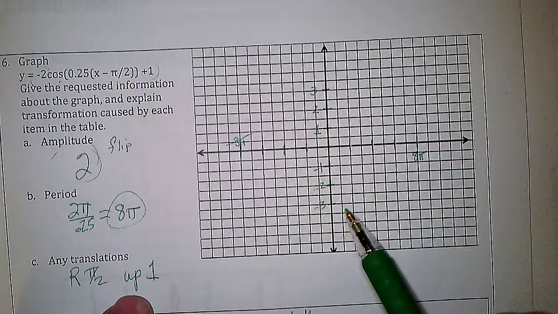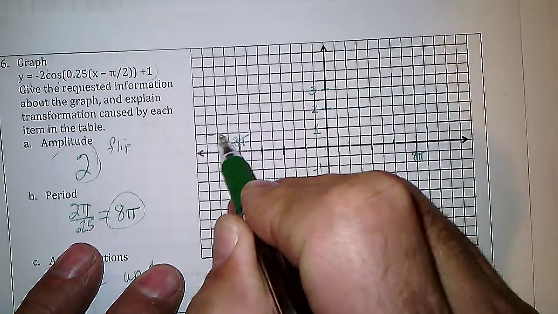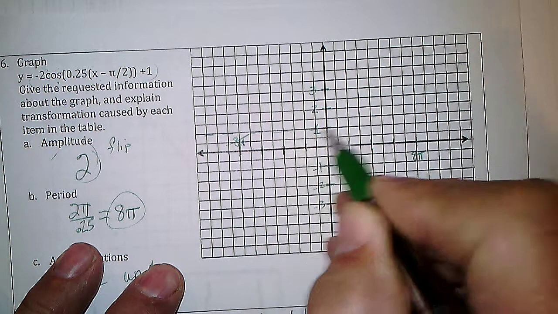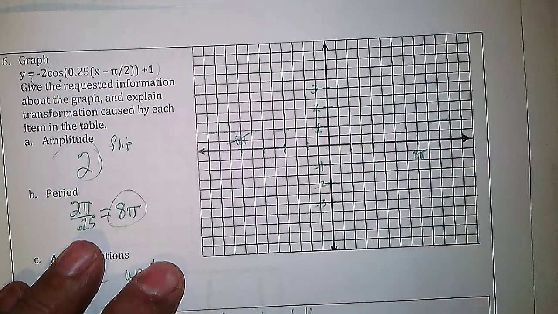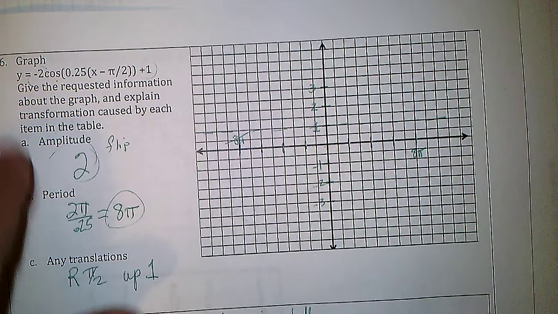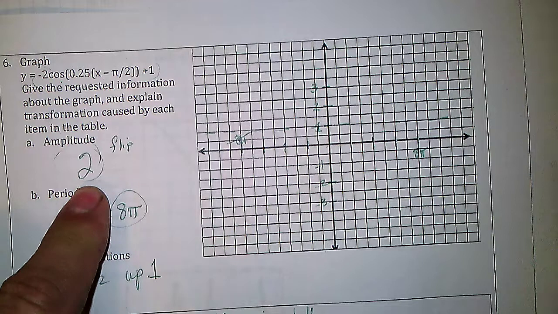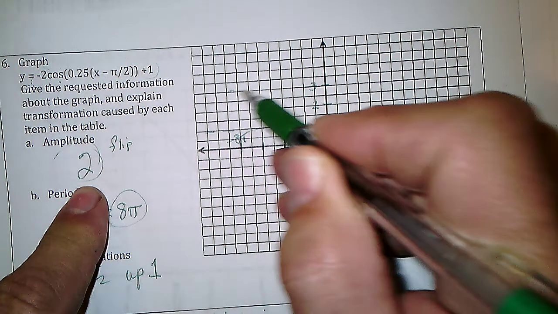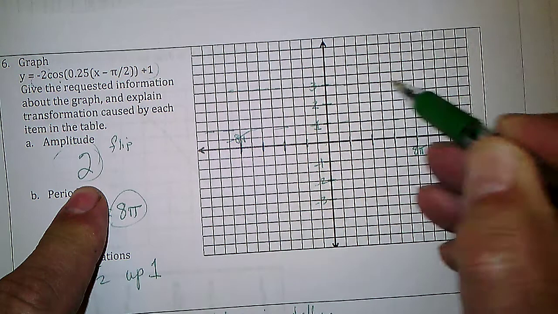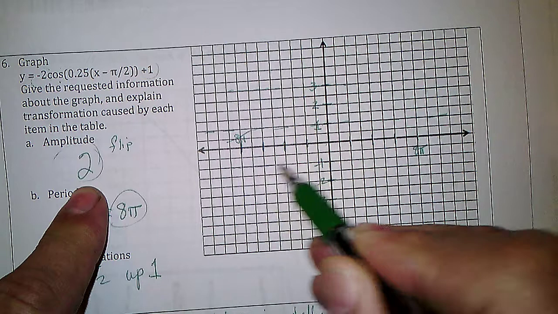And I have my center line. This is up 1, so I have a center line that's on 1. I have an amplitude that goes 2 above and below that. 2 above 1 is 3. And 2 below 1 is -1.